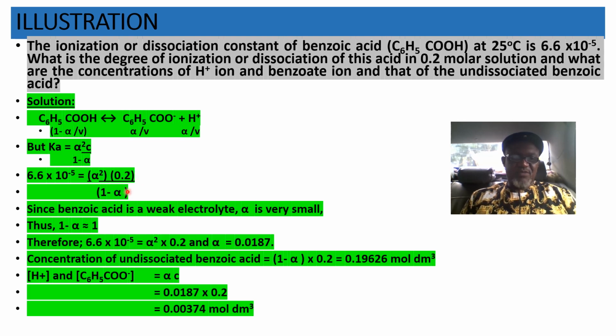Alpha squared over 1 minus alpha. Since benzoic acid is a weak electrolyte, alpha is very small. So 1 minus alpha is equal to 1. So this is equal to that. We'll get alpha as this if we solve. Then the concentrations will give us alpha C. Remember, this is alpha over V. C is equal to 1 over V. So this is the same as alpha C, which is this.